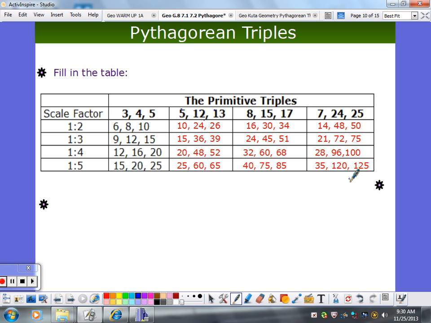I filled in my table. Hopefully, they somewhat match. If you made a mistake, let me know. We match?